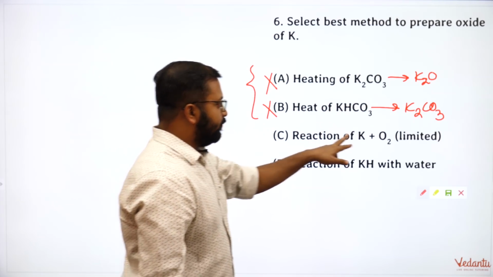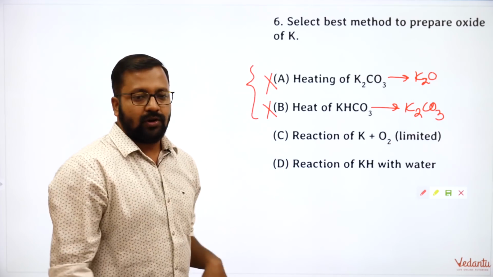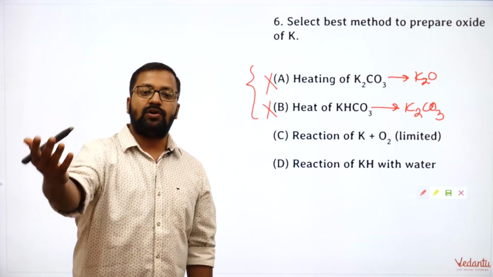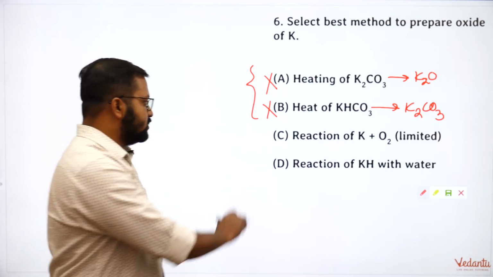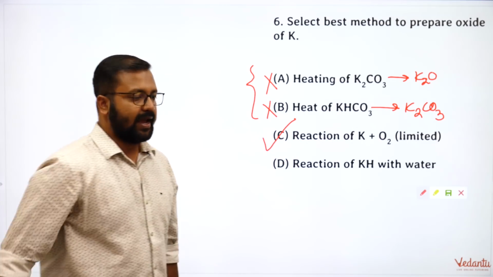Next, reaction of potassium with limited amount of oxygen. If I take sufficient amount of oxygen, it will turn into a superoxide. Limited amount of oxygen is the right answer.